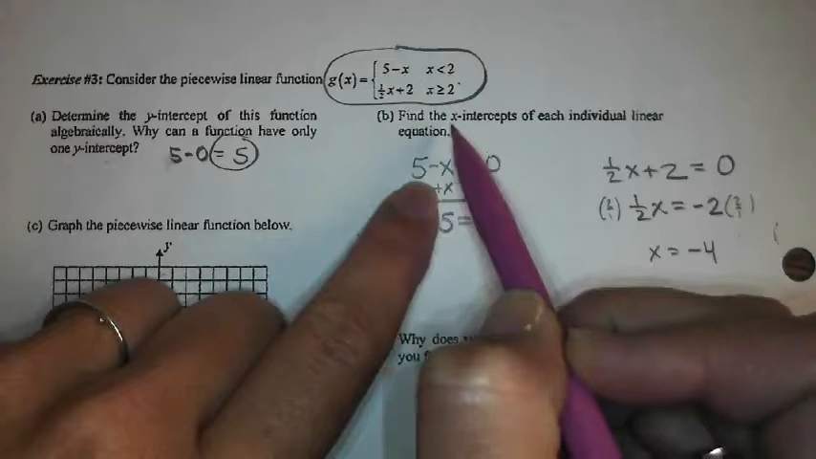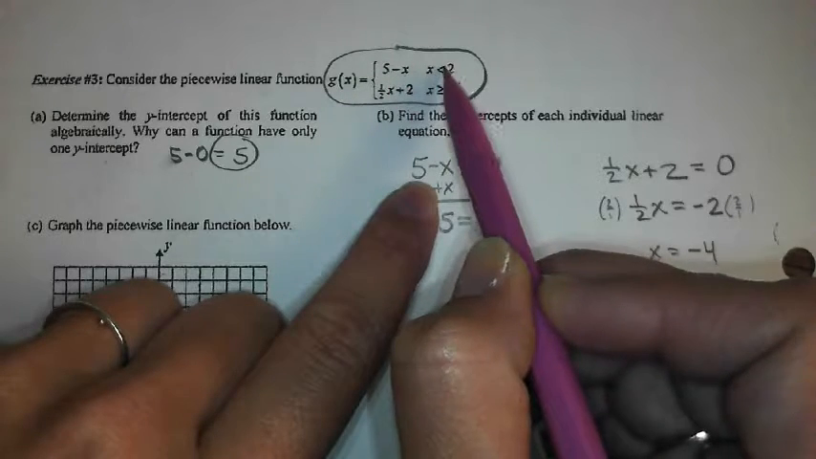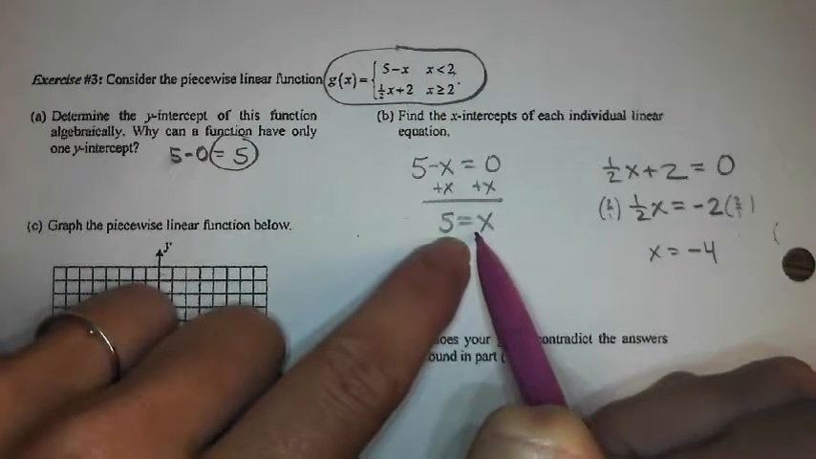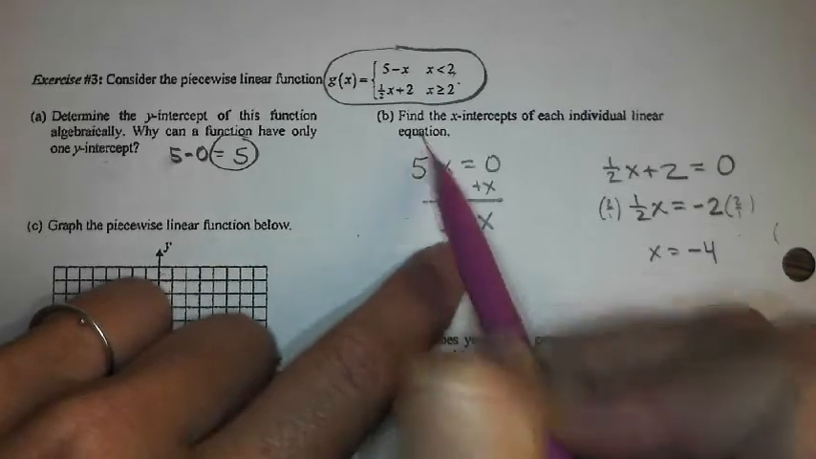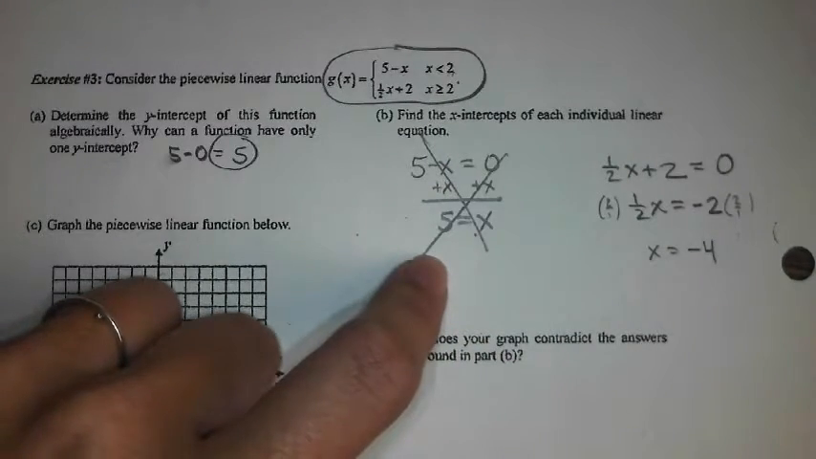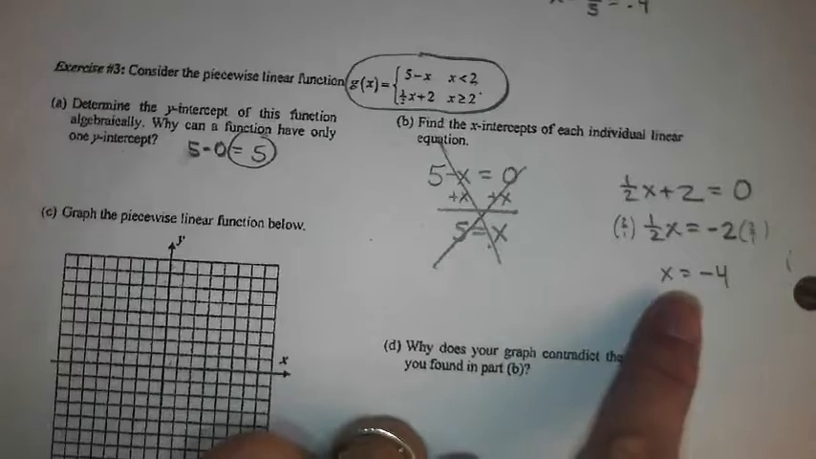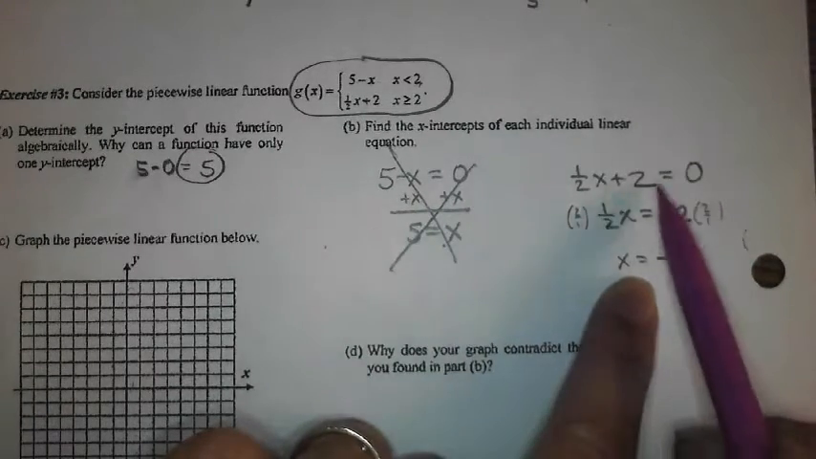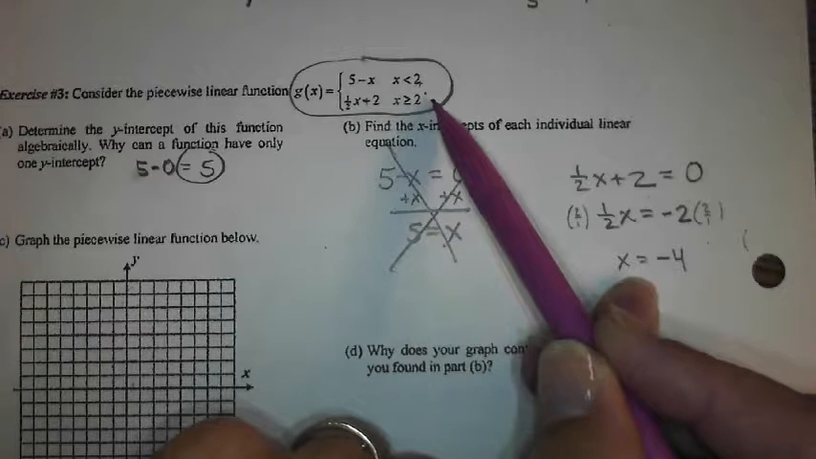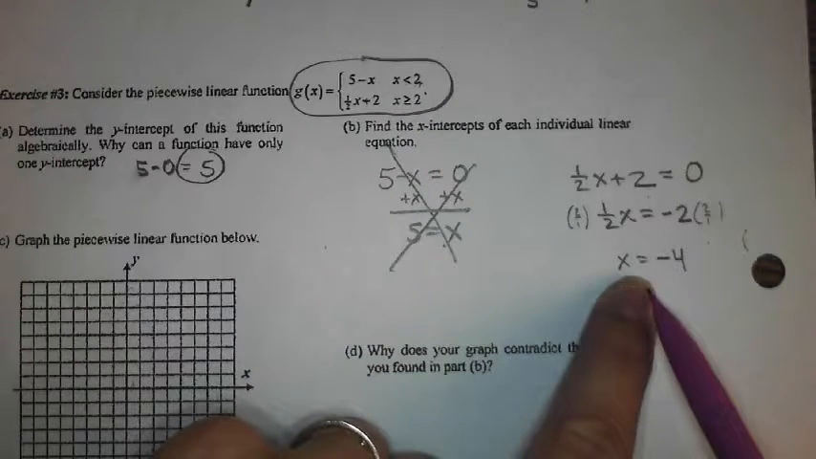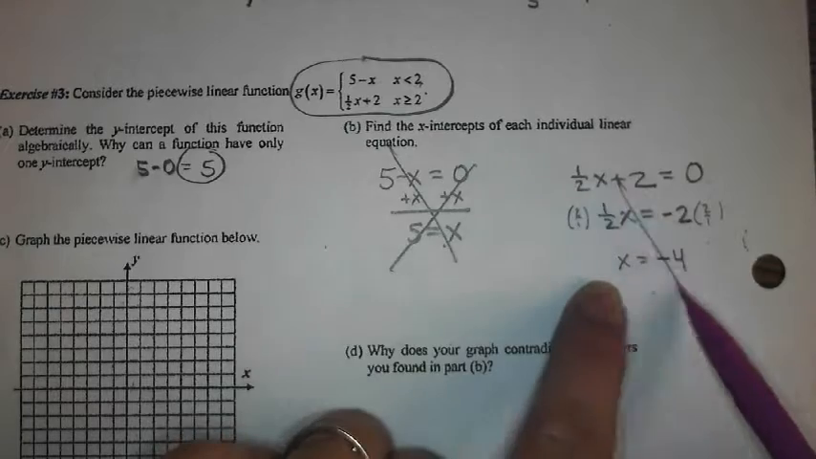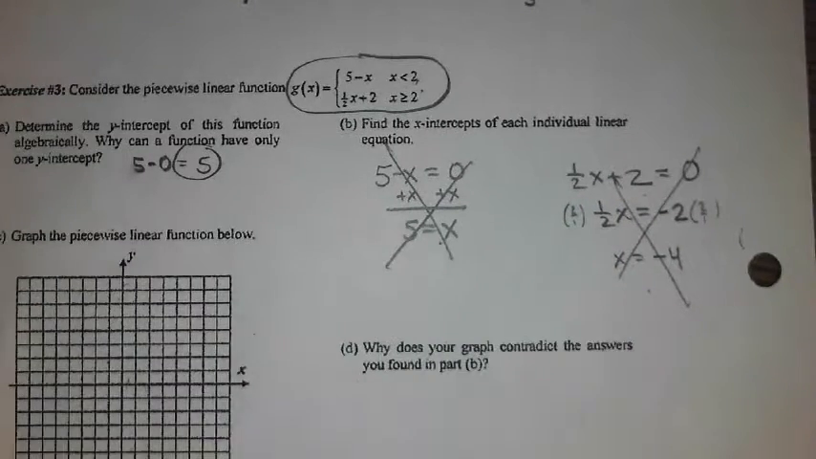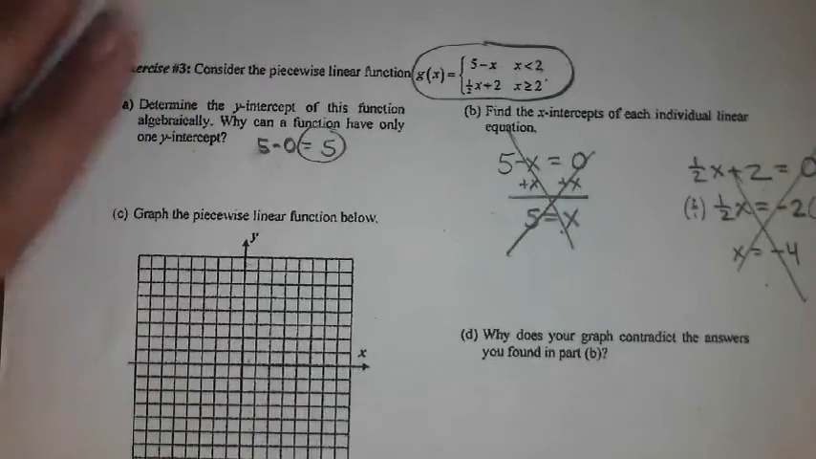So 5 minus x, this comes with a restriction that x has to be less than 2. If we get x is 5, and that's not less than 2, which it's not, we have to reject it. On this one, x equals negative 4. That comes from an equation where x has to be greater than or equal to 2. Is this number greater than or equal to 2? No, we have to reject it. So there are no x-intercepts here. Okay? There are none. We're going to graph this and see why.